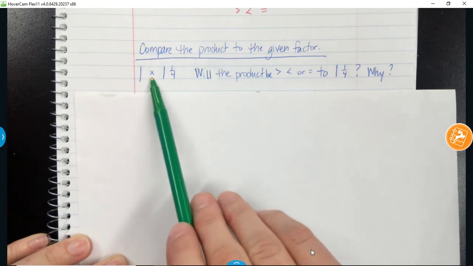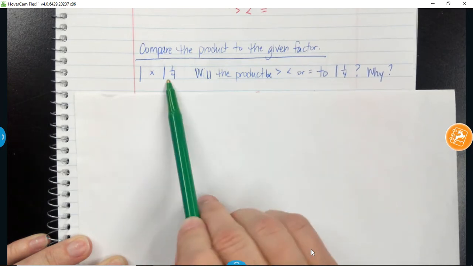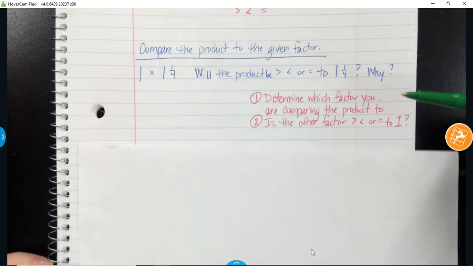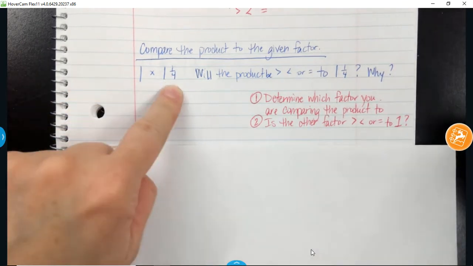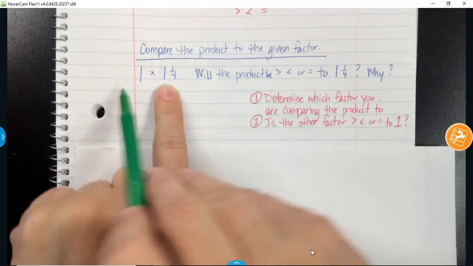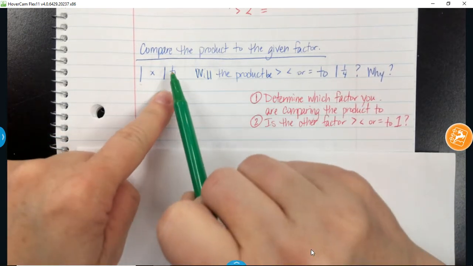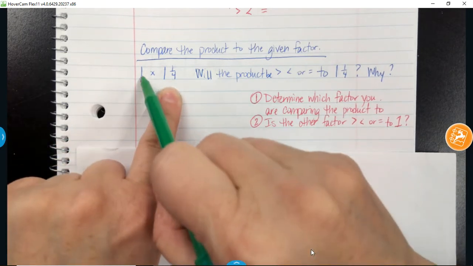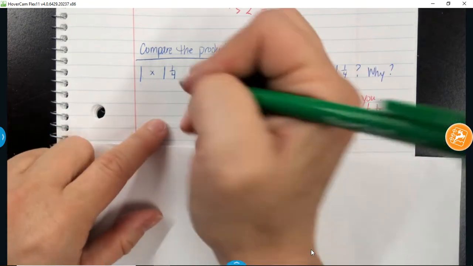Okay, 1 times 1 1/4. Will the product be greater than, less than, or equal to 1 1/4? So I'm looking at 1 1/4, and then I have to think, what is it being multiplied by? Determine which factor you are comparing the product to. The product, which I don't know yet, is being compared to 1 1/4. This factor is being multiplied by 1. Is the other factor greater than, less than, or equal to 1? It's equal to 1. So the product will be equal to 1 1/4.